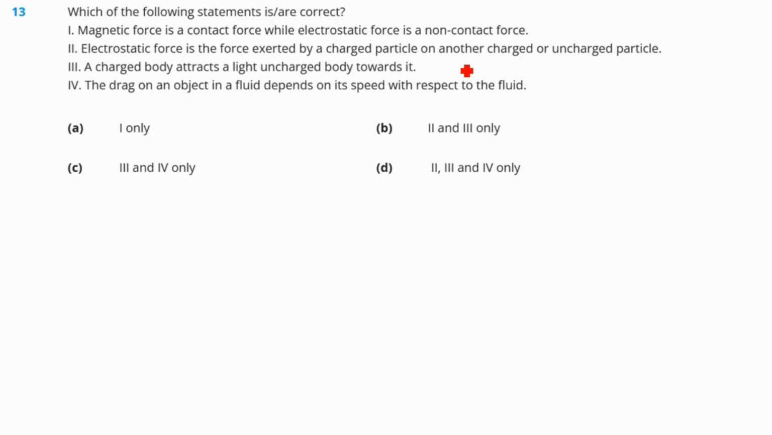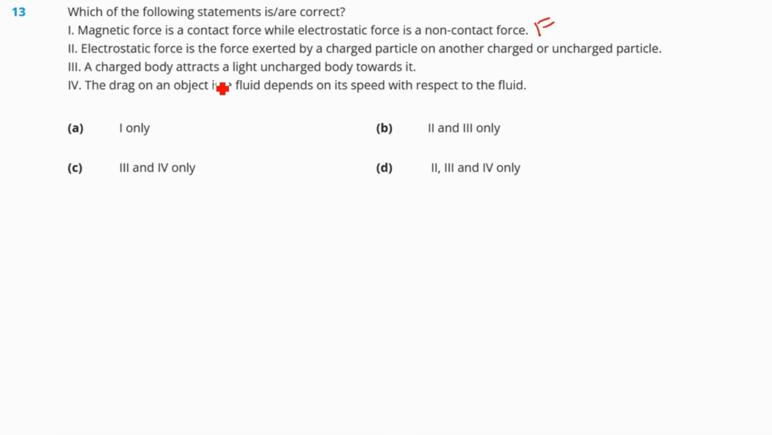Question number 13. Which of the following statement is or are correct? Magnetic force is a contact force while electrostatic force is a non-contact force. Magnetic force is never a contact force. The magnetic force attracts everything towards itself. That is at a distance. So it is never a contact force. Right? So this is a false statement.